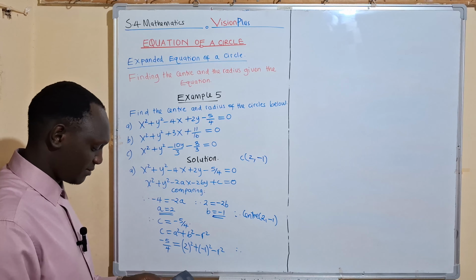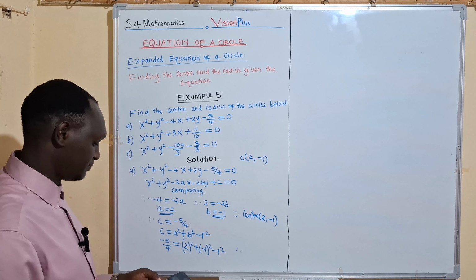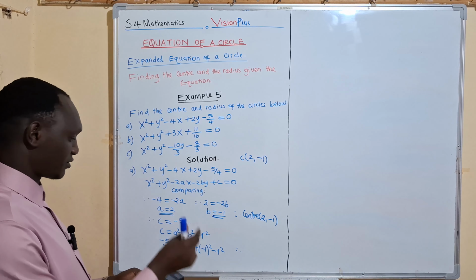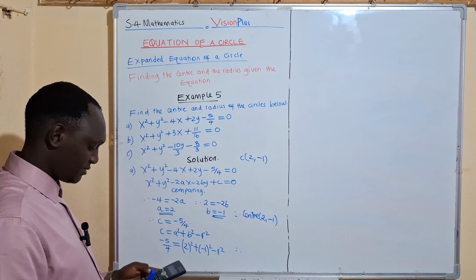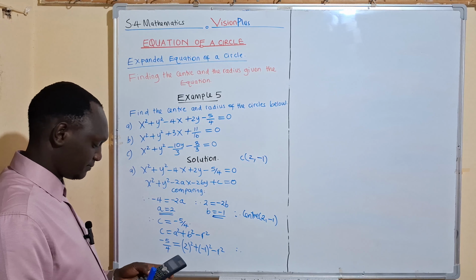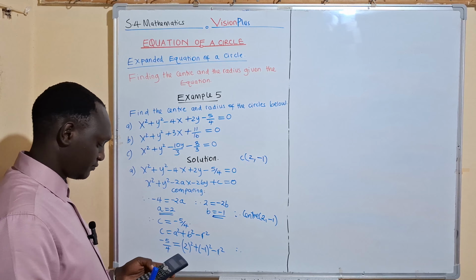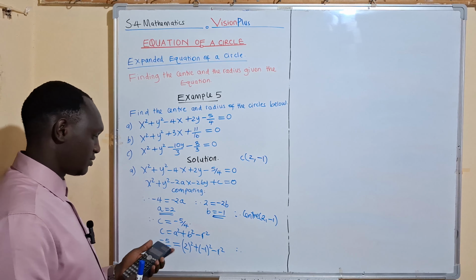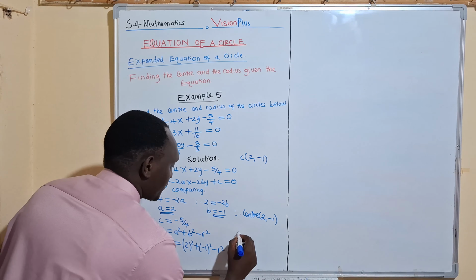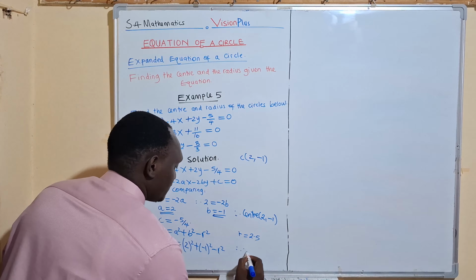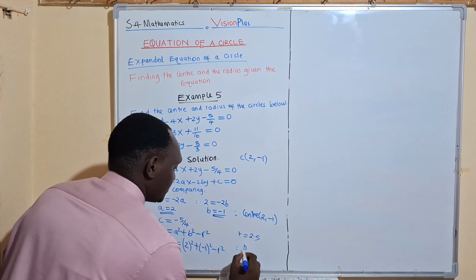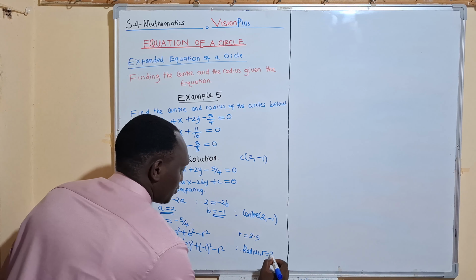So I have 2 squared plus negative 1 squared, and I have to carry this side, so plus 5 divided by 4, square root. So I'm getting my r as 2.5. Therefore, my radius r is 2.5 units.